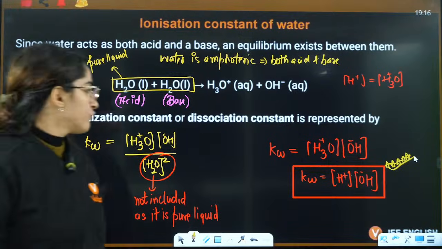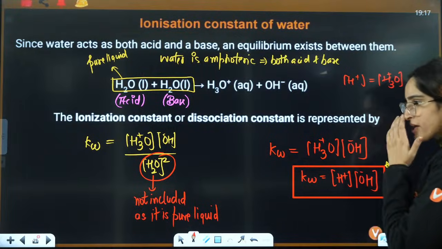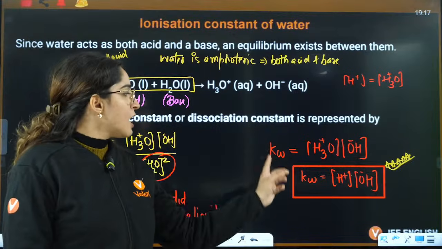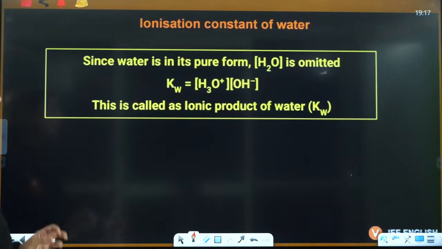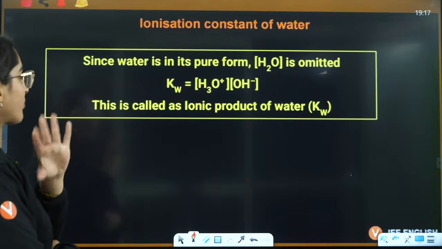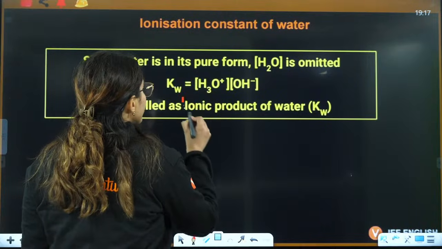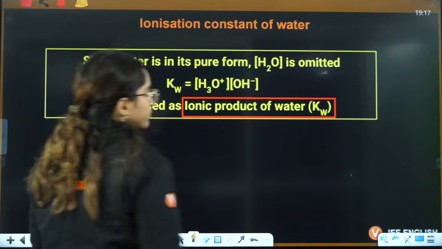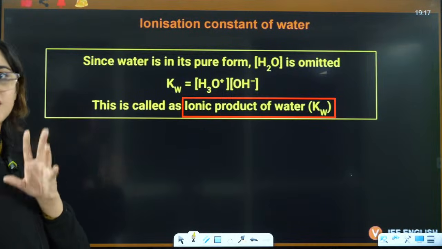Focus, right? Kw equals H positive into OH negative. That is clear. What is Kw? That is the ionization constant, which equals the concentration of H positive and OH negative. Now see in detail what I am going to talk about. Since water is a pure form, H2O is omitted. So Kw will be this. This is called the ionic product of water, right? What is this called? Ionic product of water. That is Kw. Now Kw has a constant value at constant temperature.